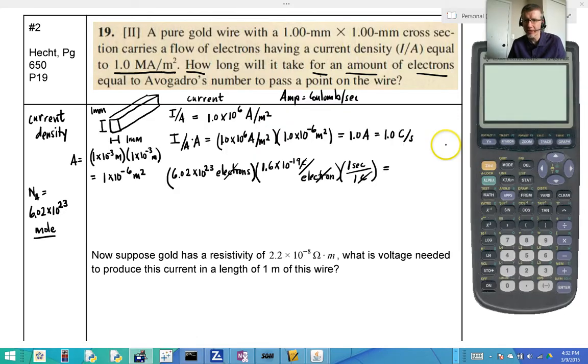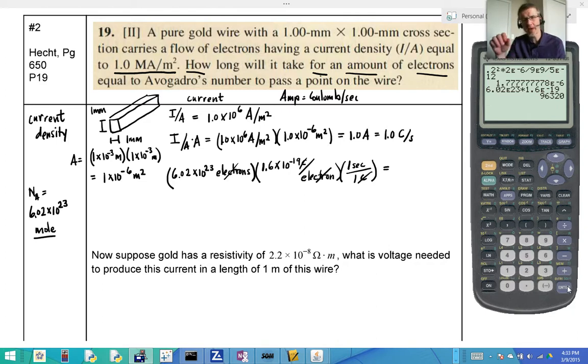And let's get our calculator back here. So let's turn this on. All right. So let's multiply this out. I've got 6.02 times 10 to the 23rd times 1.6 times 10 to the minus 19th, and then times 1. This is going to be seconds. We've already done the unit, so let's put that in there. 96,320.